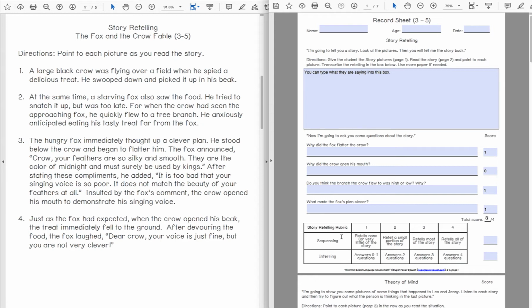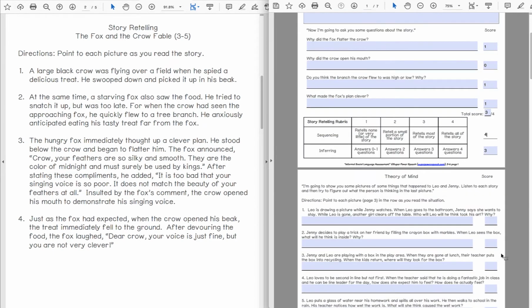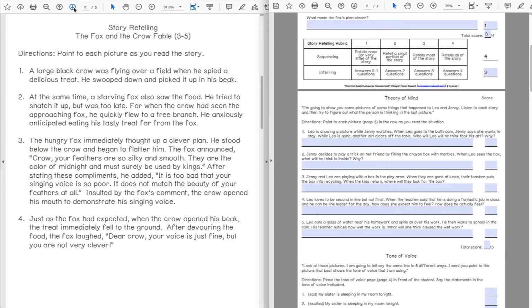And then you're going to rate them on a very, very simple story retelling rubric. So the range is between 1 and 4. And you are just going to say how much of the story did they retell, and how good of a job did they do with inferring. So we know from up above they answered 3 of these inferring questions correctly. So I'm going to give them a 3. And let's just pretend my student retold all parts of the story, and I felt like they did a really thorough job. Next, you're going to move on to the theory of mind section.